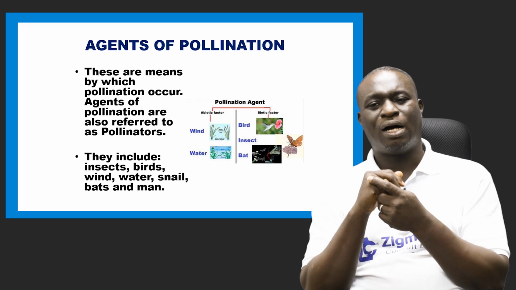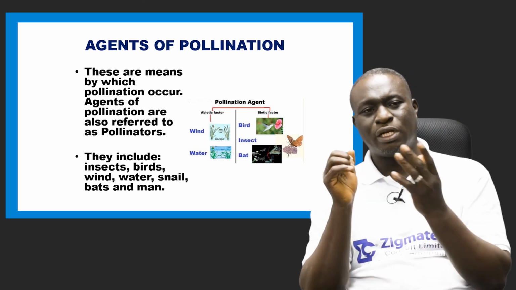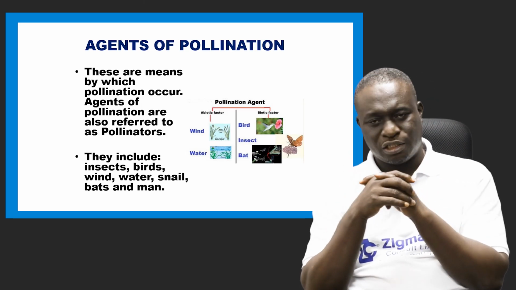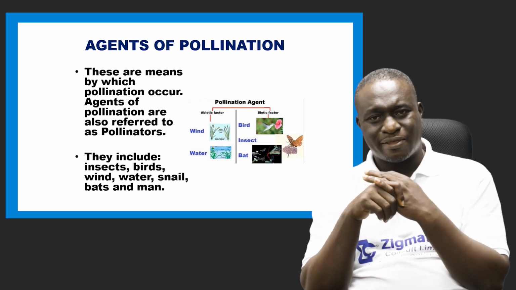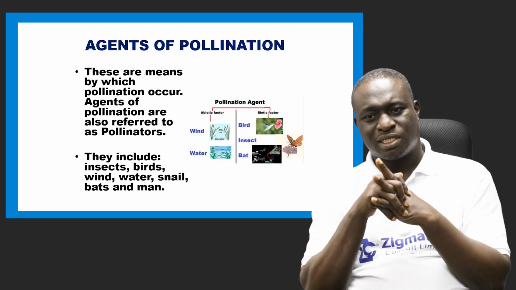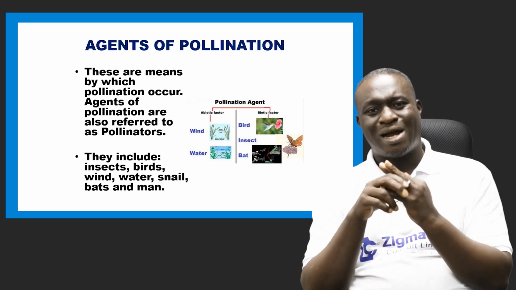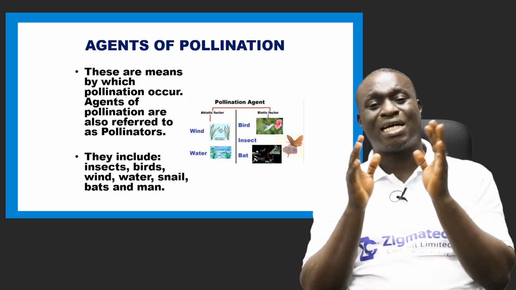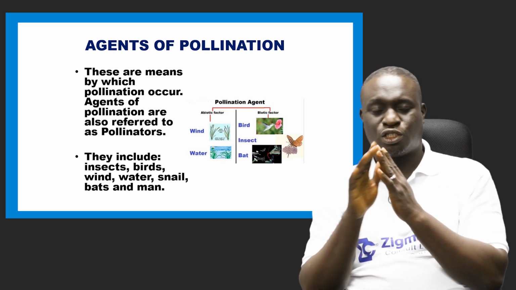They are called pollinators. Now, examples of some of the pollinators, we have insects. Insects are very good pollinators or agents of pollination, and we're going to be talking about that. So insects are there. We also have birds. We have wind. Yes. We also have water. We have snails. We have bats. We also have humans or man. These are some of the agents of pollination.